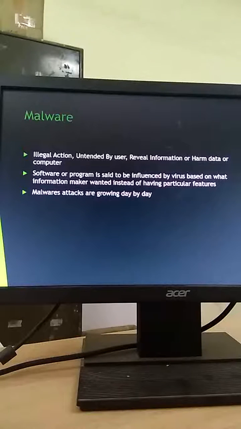Every program which is influenced by the virus does some specific activity that the malware maker wanted, instead of having a particular feature. You go on various sites, you download software unintendedly, and instead of the specific features, they have illegitimate software. Malware attacks are growing day by day. You can look at a Symantec white paper where you can see the statistics of how the number of viruses is growing day by day.